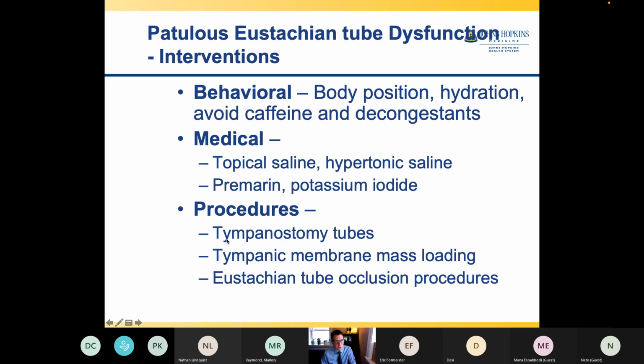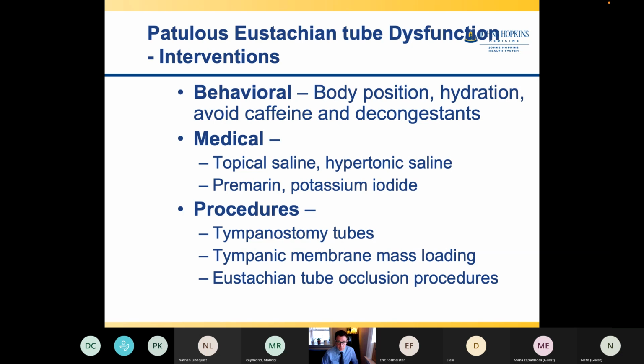And then procedures. So tympanostomy tubes is often talked about. I more often than not see patients who've had tympanostomy tubes and hated them and wanted them removed immediately afterwards. Some people probably do seem to get better. And I think if it works, it's because it's a mass that sits on the eardrum and prevents it from moving or vibrating. There have been good studies that show that mass loading of the eardrum can often help the autophony symptoms and the autophony of voice and breathing.